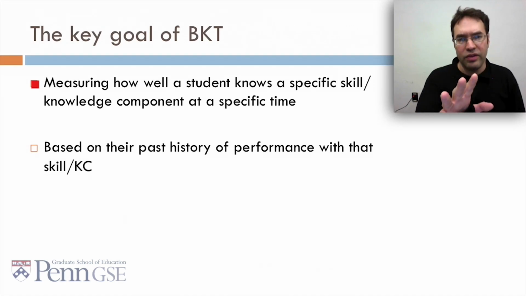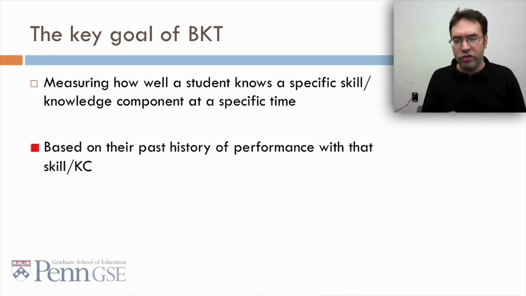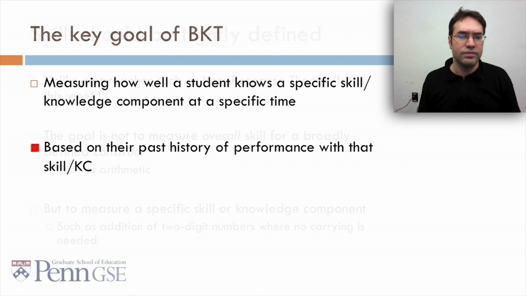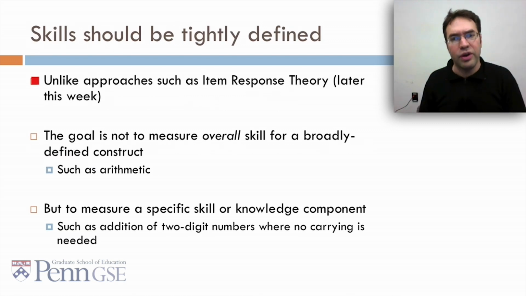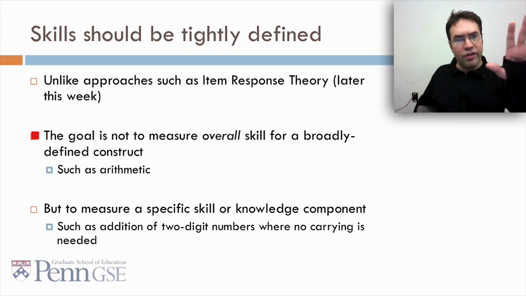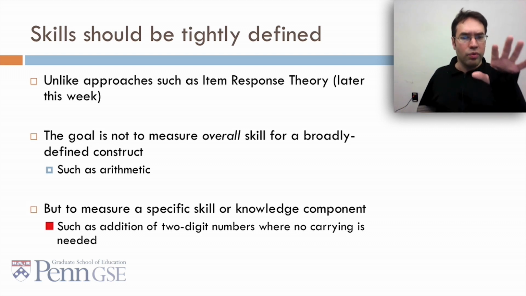The key goal of BKT is to measure how well a student knows a specific skill or knowledge component at a specific time, based on their past history of performance with that skill or KC. The skill should be tightly defined. Unlike approaches such as item response theory, which we'll discuss later this week, the goal is not to measure overall skill for a broadly defined construct, such as arithmetic, but to measure a specific skill or knowledge component, such as the addition of two-digit numbers where no carrying is needed.